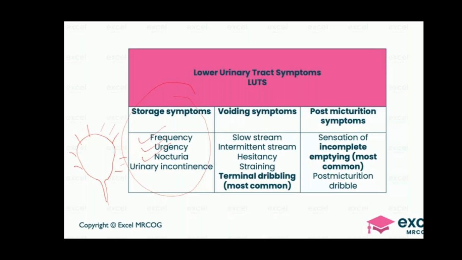What is hesitancy? Hesitancy is in the second column, so we will come to it. This is urge incontinence. Remember, it's simple. Urgency is when you need to rush to the loo, when you cannot control it. You need to go, and you cannot control it to such an extent that the bladder contracts. That is urge incontinence. That means the bladder contracts and you have leaking. So remember, these would be your symptoms for storage.